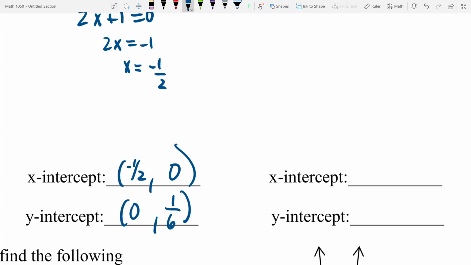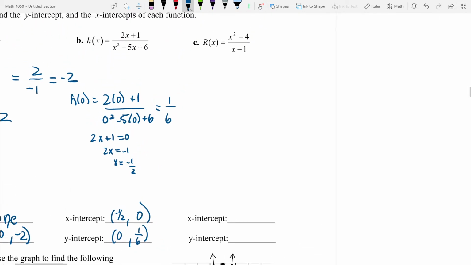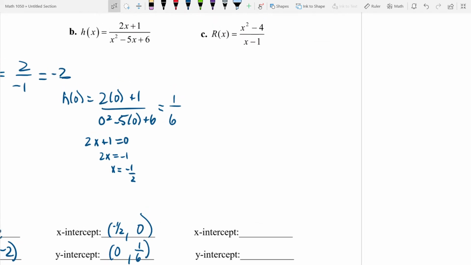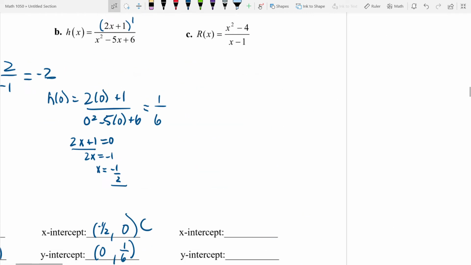By the way, does that x-intercept, -1/2, 0, bounce or cross? This is last time's lesson. Bounce or cross? The -1/2 came from here. How many 2x plus 1s do I have? 1. 1 is odd. Odd means cross. Go back to the last one. We didn't even have one.